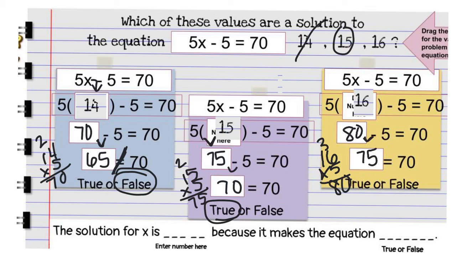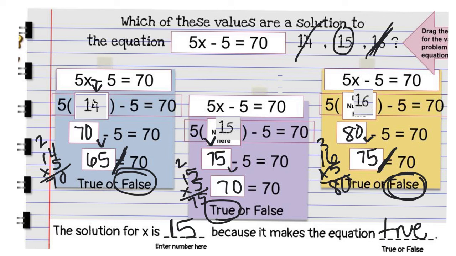Is 75 equal to 70? Nope. So we can put a line through it. So this one's false, which means that 16 cannot be my solution to this equation because remember, it had to balance, it had to be equal. So the solution for x is 15 because it makes the equation true.